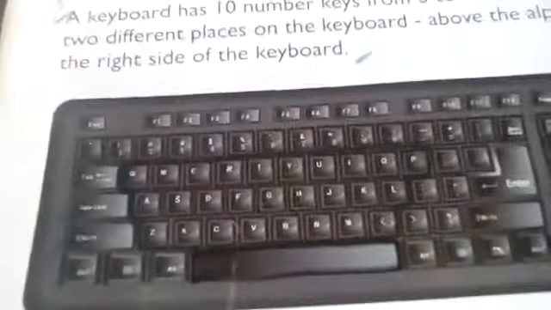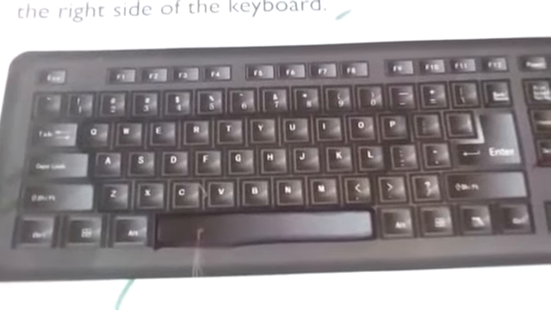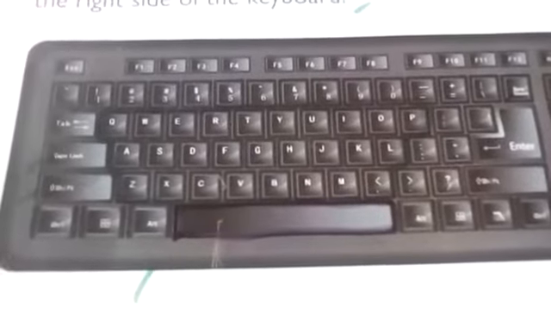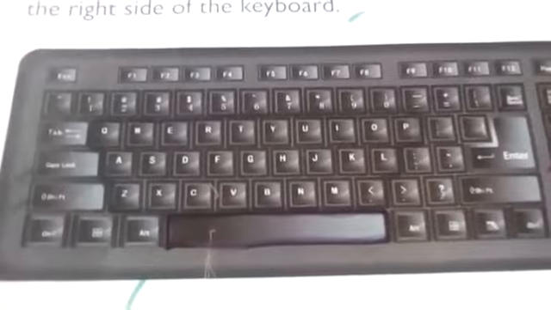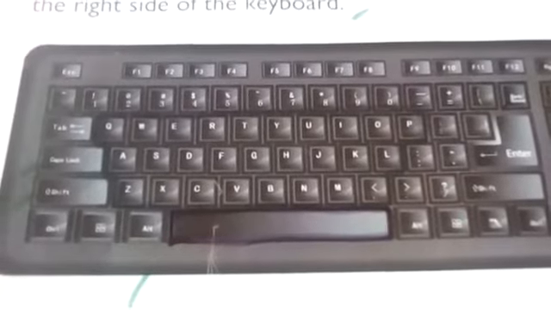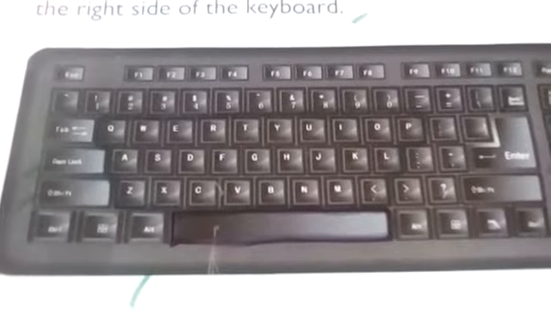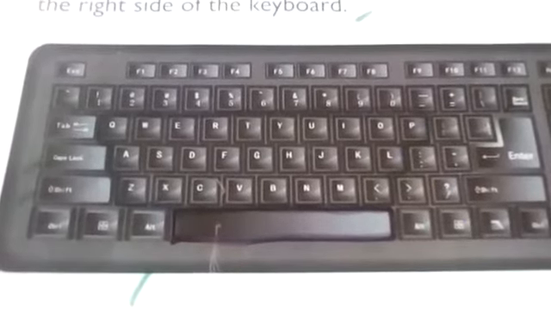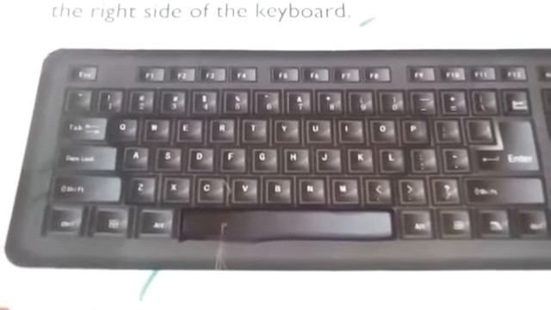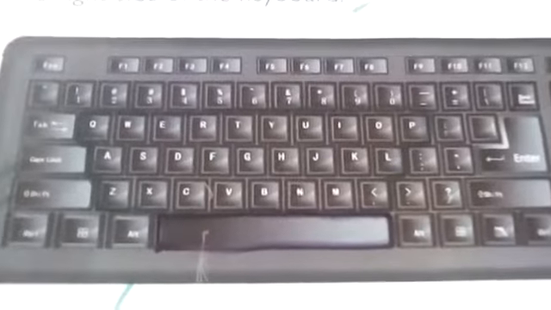So in this chapter we have learned about the keyboard. A keyboard is used to type letters, words, numbers and sentences. The spacebar key is the longest key on the keyboard. The arrow keys are used to move the cursor in various directions. The caps lock key is used to type capital letters. So this is all about the keyboard and the types of keys.